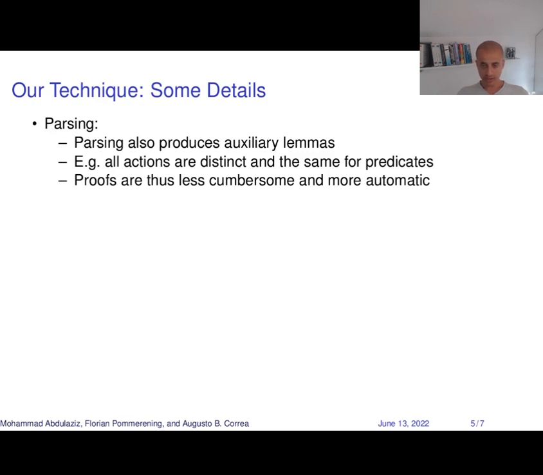In addition to the specification, parsing also produces many auxiliary lemmas about the domain under consideration, along with the proofs, and a lot of them are elementary lemmas, like, for example, the actions are distinct, or that the predicates have distinct names, but they still are useful to make the proofs less cumbersome and more automated.